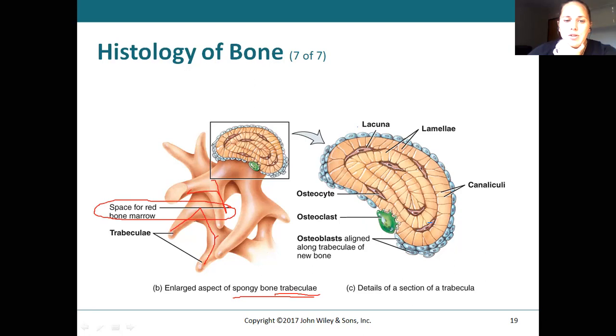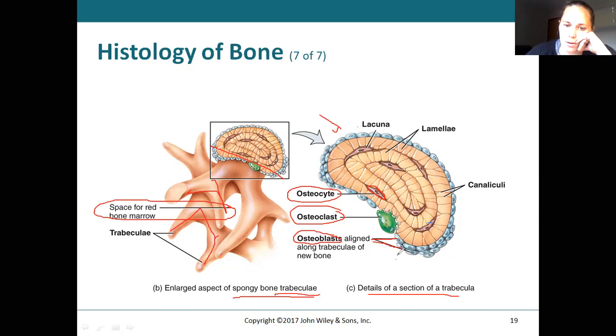And then if we do a cross section of these trabeculae, you can see this is the cross section. Zoom in over here. We'll start with the mature cell. You have your osteocyte here. That is your mature bone cell. You have your osteoclast here. That's your cell that is carving it out and breaking down the bone and possibly releasing calcium. And then you have your osteoblasts, which are your bone building cells.